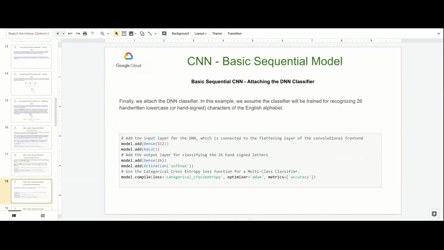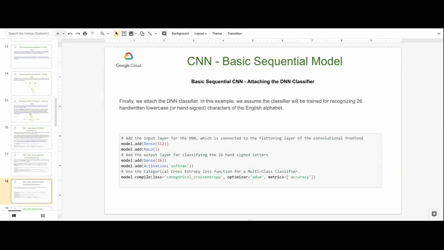So now it's time to attach the DNN classifier. Hypothetically, think of it as the DNN has its own input layer, but the input to it is the output of the convolutional neural network. So the input layer here, I'm going to say, is 512 nodes. Here's the activation function. No hidden layer, just go straight to an output layer.